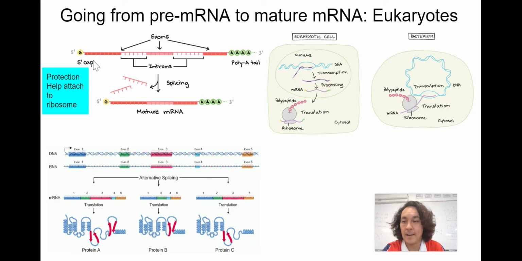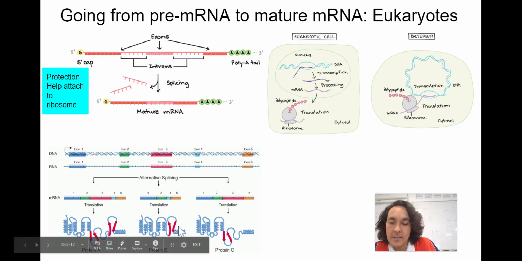There's going to be a 5' cap added. It's a guanine cap on the 5' end. This is going to help it attach to the ribosome. It's going to have a poly A tail, which helps to protect it in the cytoplasm from enzymes that are chopping it up. The introns will be removed and the exons will be left there. I remember it because exons are expressed and introns are not.